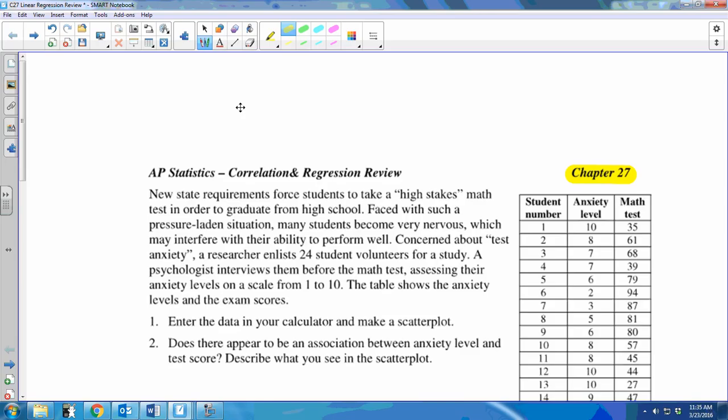New state requirements force students to take a high-stakes math test in order to graduate from high school. Faced with such a pressure-laden situation, many students become very nervous, which may interfere with their ability to perform well. Concerned about test anxiety, a researcher enlists 24 student volunteers for a study. A psychologist interviews them before the math test, assessing their anxiety levels on a scale from 1 to 10. The table shows the anxiety levels and the exam scores.